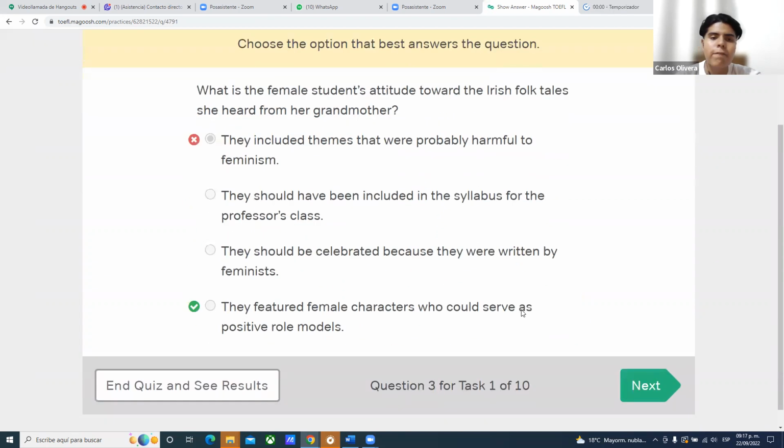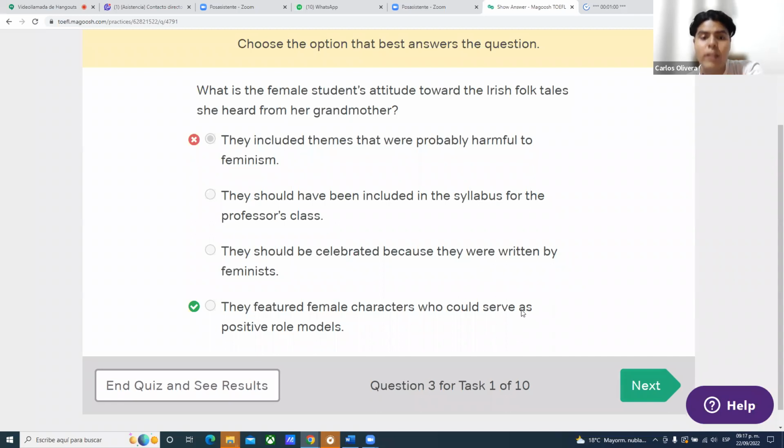Third, what is the female student's attitude toward the Irish folk tales she heard from her grandmother? They feature female characters who could serve as positive role models, right? Certainly, she considers this to be true because she particularly says this at some point in her conversation with the professor, right? That she considered these characters demonstrate how women had value in society in different contexts, even during ancient times, especially in the Irish culture, right? How this affects positively the objective and desire of feminism. So this can be the correct answer.